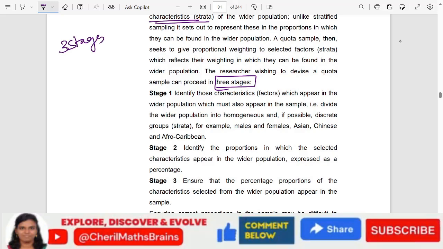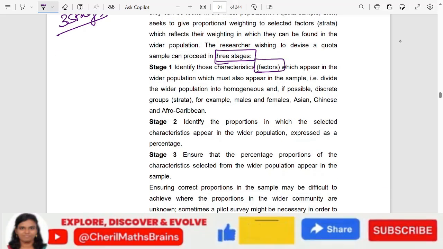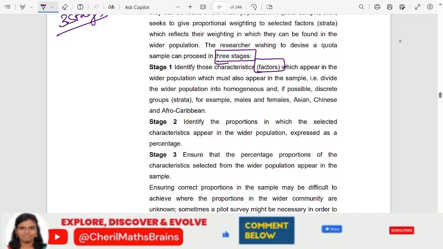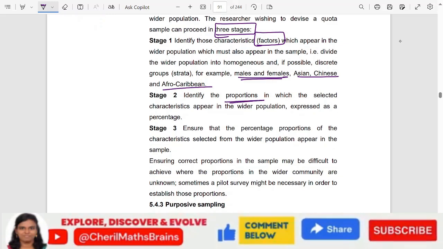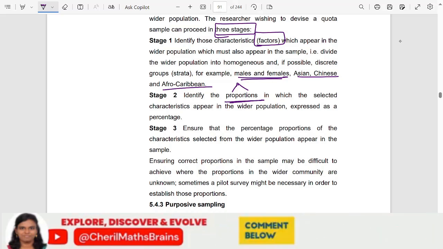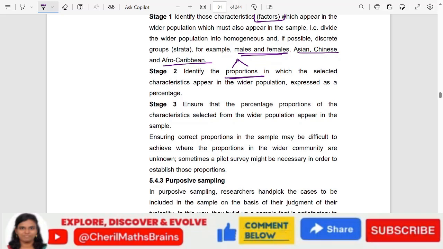The 3 stages, if you look at them: stage 1, identify the factors which need to appear. So we need to have male and female, Asian, Chinese, Afro-Caribbean and so on. The second one is proportion. Do you need it in equal proportions, or if one needs to be more and one needs to be less and so on. The next one is the percentage of proportion which will be selected from the wider population. So you also need to see that this should represent the wider population properly. If you are going to divide it in the ratio 1:1, but in the whole population it is in the ratio 2:1, you can't take this. That is your proportion. The proportion should be checked properly.